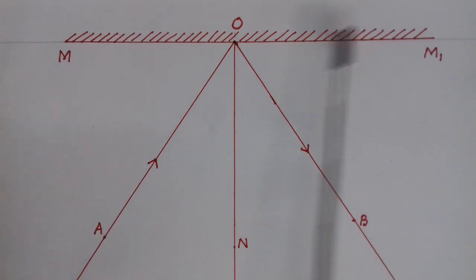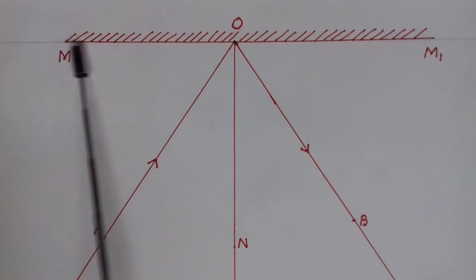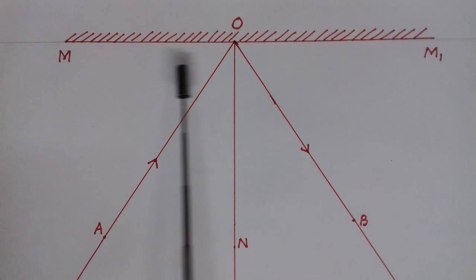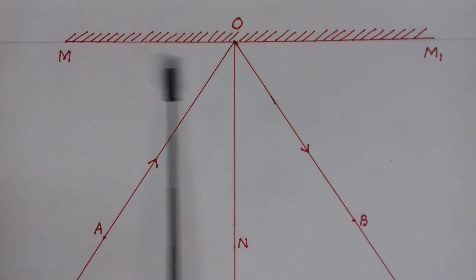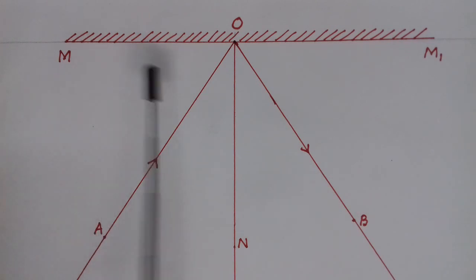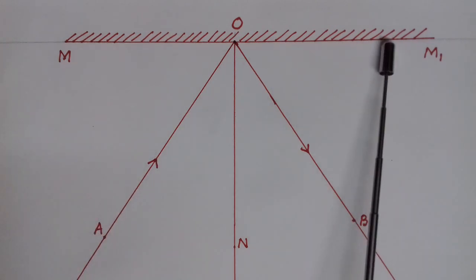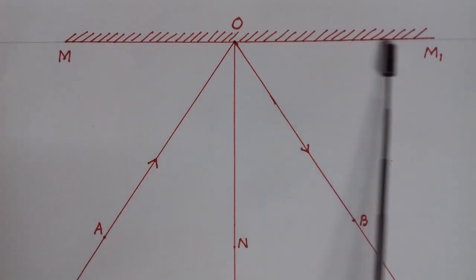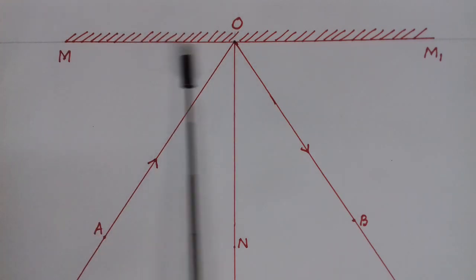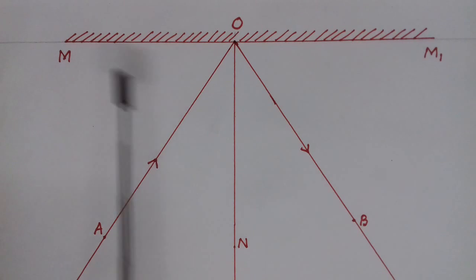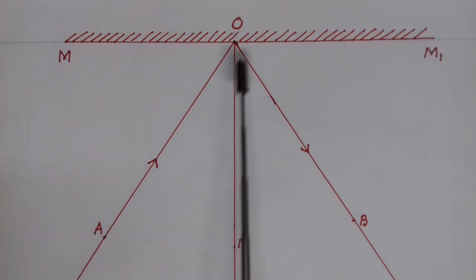ON is perpendicular to M1, this plane. Actually this is the plane, since we cannot show a plane on a two-dimensional space. Here it is a plane, so how can we show another plane on it? That's why we have drawn an edge of the plane of the mirror. So this is perpendicular to the plane of the mirror. This is called the normal.